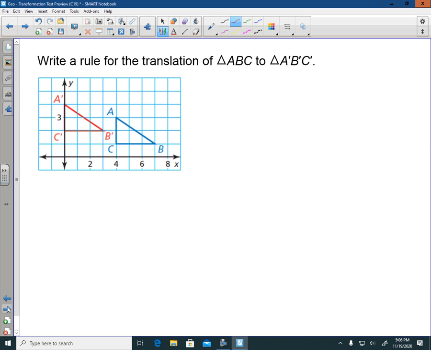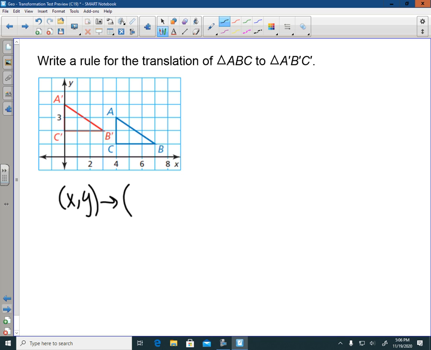So the next thing we did was start talking about translation rules, and we talked a lot about different types of rules, and rules end up starting with this (x, y) bit, and then there's an arrow, and then there's something that happens in these parentheses, and we're going to fill in that blank when we solve this problem. So writing a rule for a translation is just a matter of writing the rule for what happened.